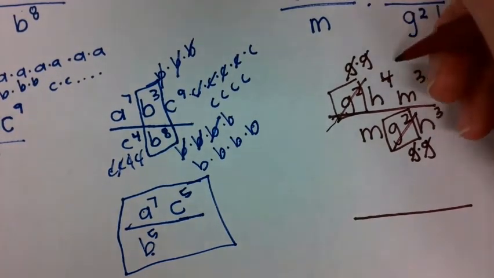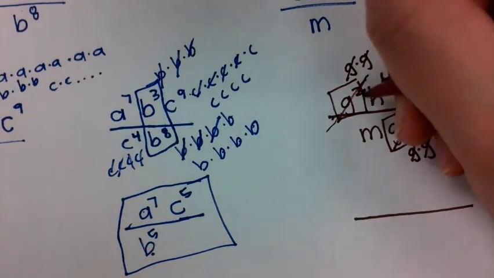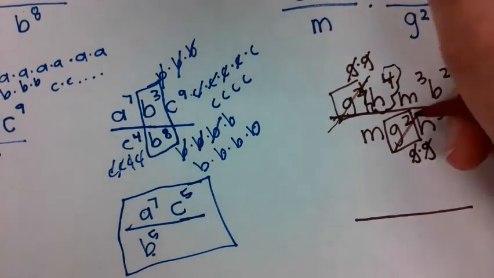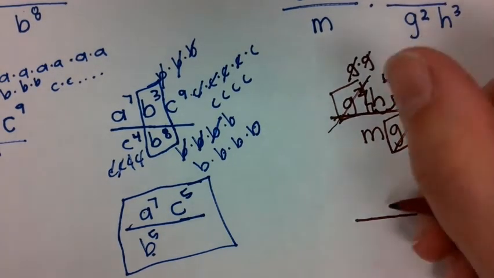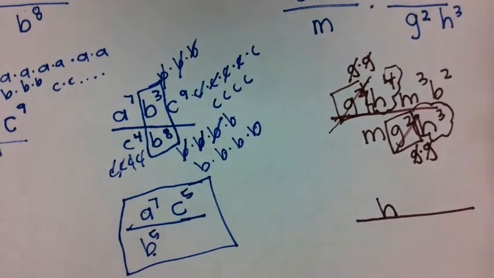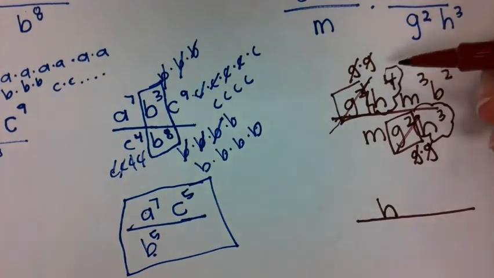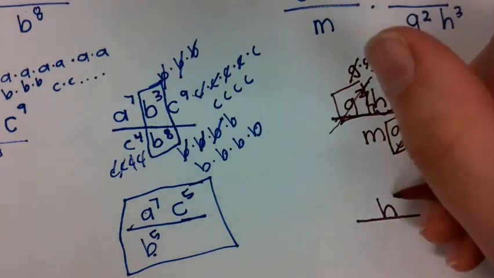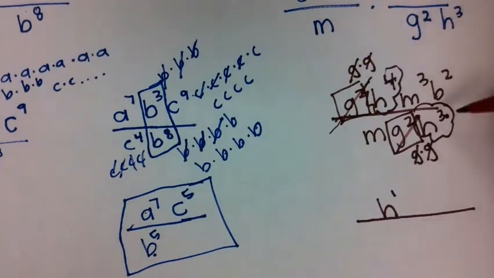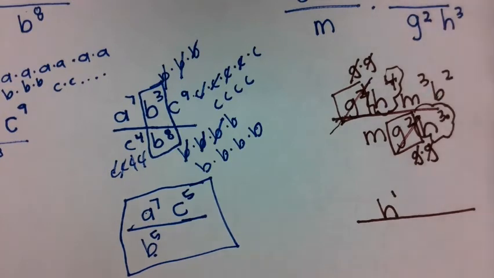All right, let's look at h's next. So I have h's on top and an h on bottom. As I simplify, there's 4 on top, 3 on bottom. That means there's more remaining on top, so I'm going to write h's on top. How many more remaining? 4 and 3. 4 minus 3 is 1. If I write it out, you'll see the same thing.